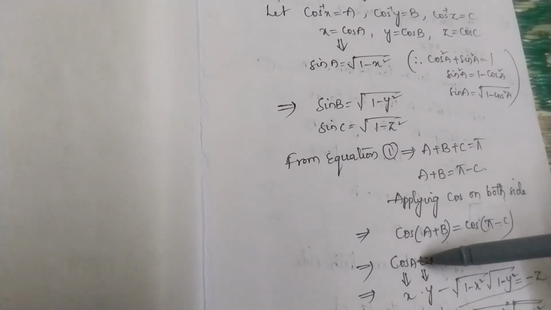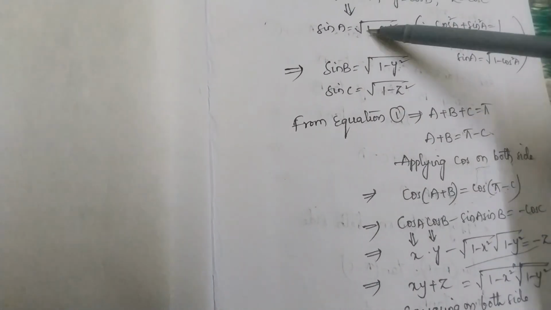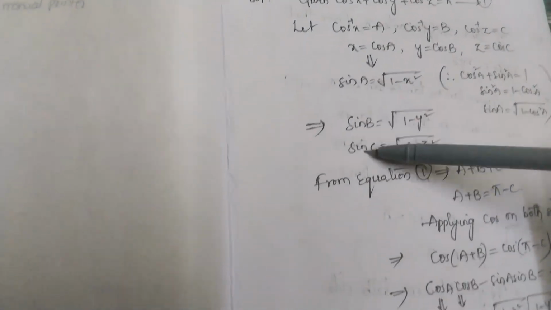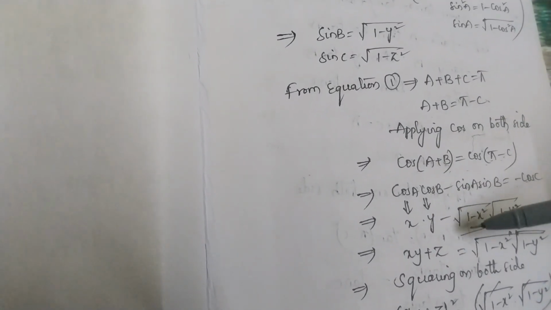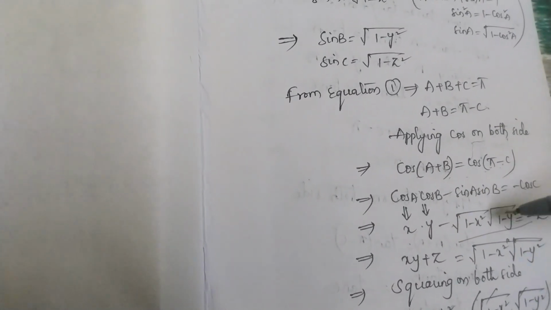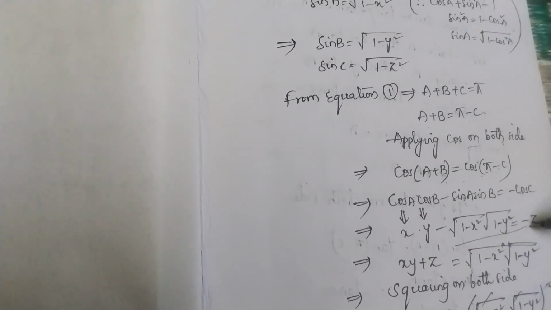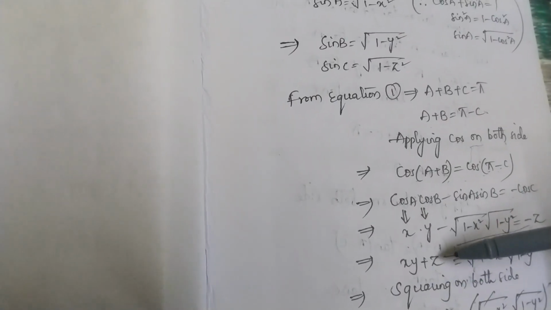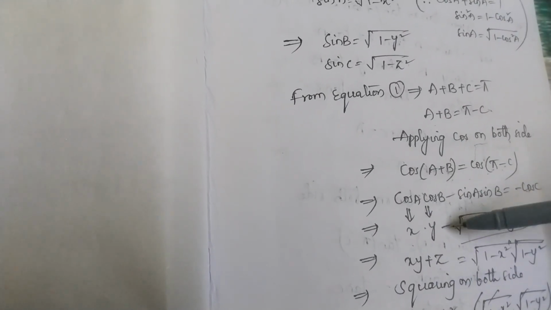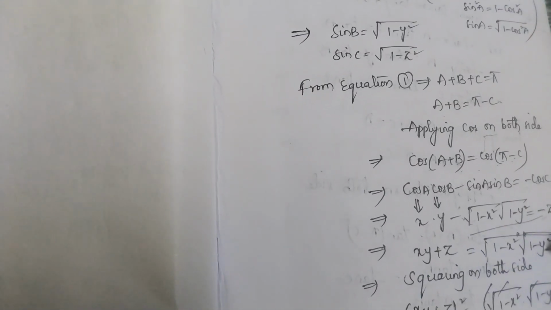Again we have to replace cos a and cos b with x and y. Already we have derived that cos a is equal to x, therefore we substitute here. So cos a is x, cos b is y, so x into y minus sin a, which is under root of 1 minus x square, sin b, which is under root of 1 minus y square, is equal to minus cos c, which is z, so minus z. Next we take this z to the left hand side, so it will be xy plus z is equal to, and taking this term to the right hand side, it will be under root of 1 minus x square into 1 minus y square.